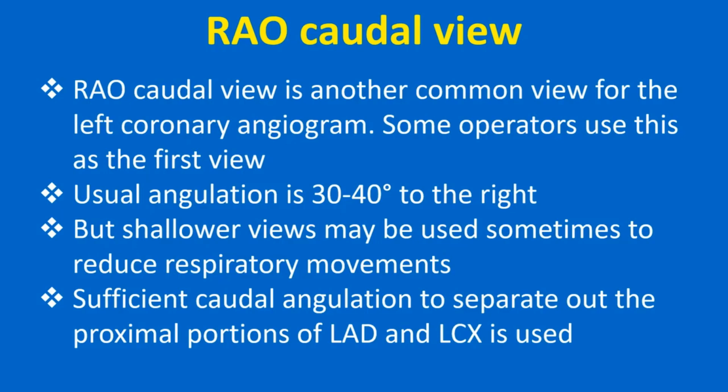RAO caudal view is another common view for the left coronary angiogram. Some operators use this as the first view. Usual angulation is 30 to 40 degrees to the right, but shallower views may be used sometimes to reduce respiratory movements. Sufficient caudal angulation to separate out the proximal portions of the LAD and LCX is used.